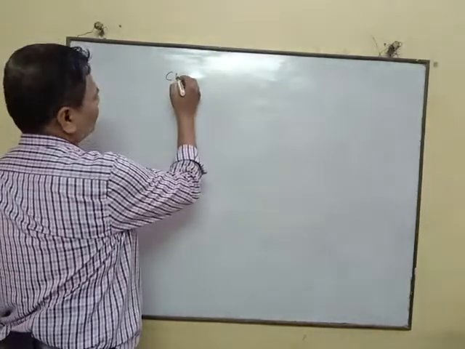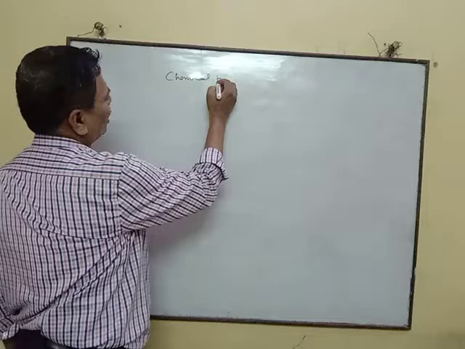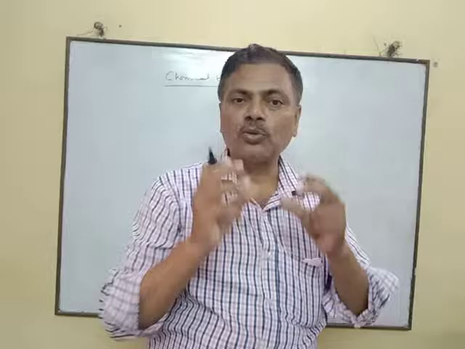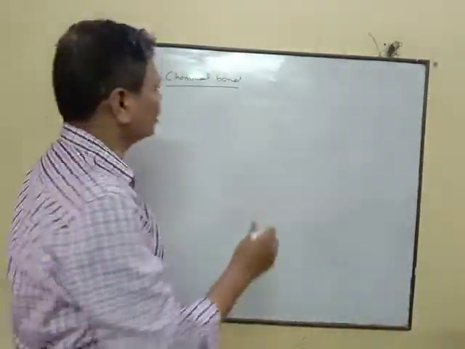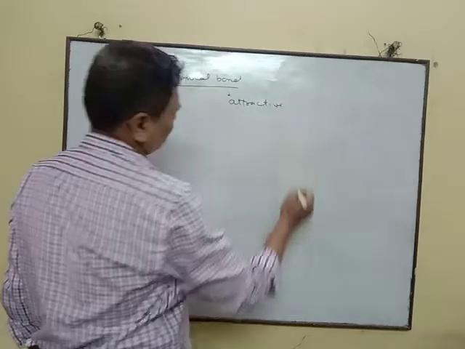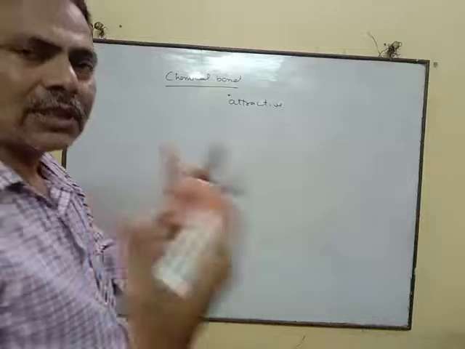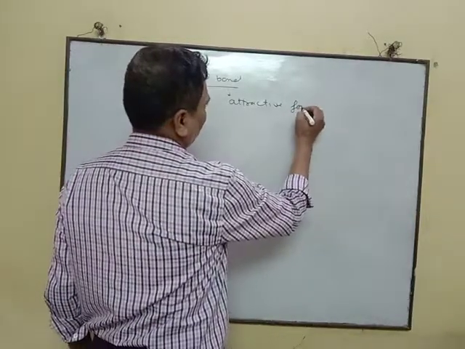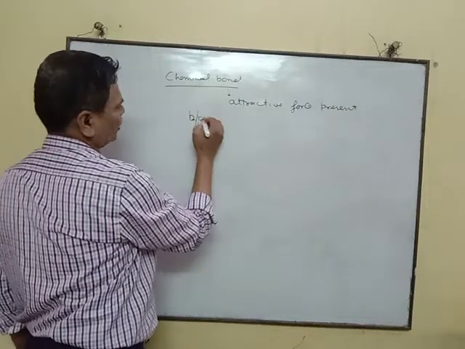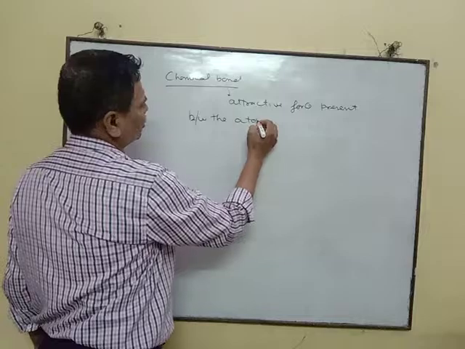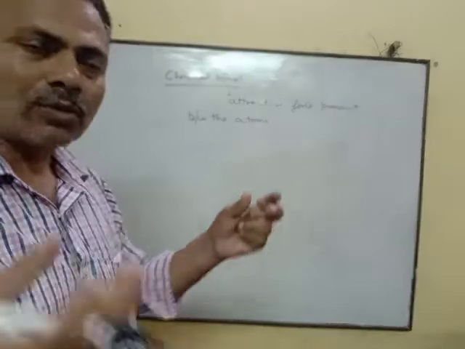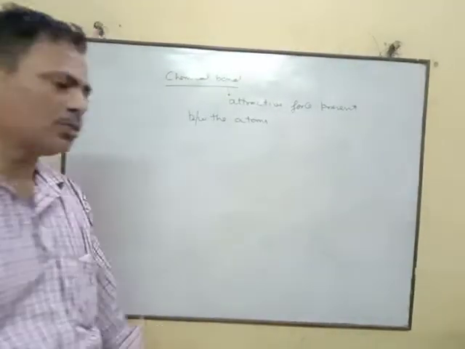So first we know what is bonding. What is chemical bonding? If you talk about the chemical bond, a chemical bond is a force present between two atoms. Chemical bond is an attractive force present between the atoms. Chemical bond is an attractive force which is present between the two atoms.